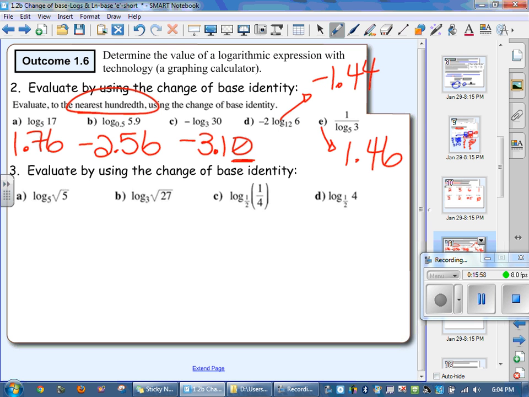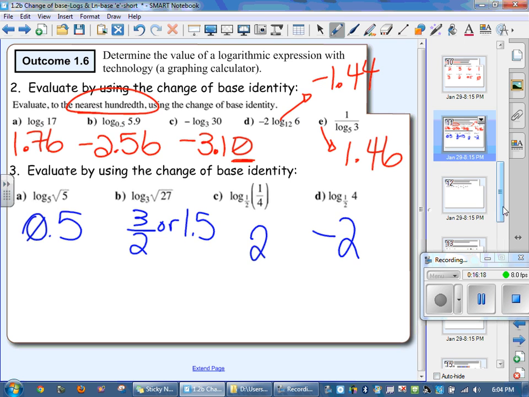Looking at number 3. A is going to give me an answer of 0.5. B gives you 3 over 2, or 1.5, that is equal to. C is going to give me an answer of 2, and D is going to give an answer of negative 2.